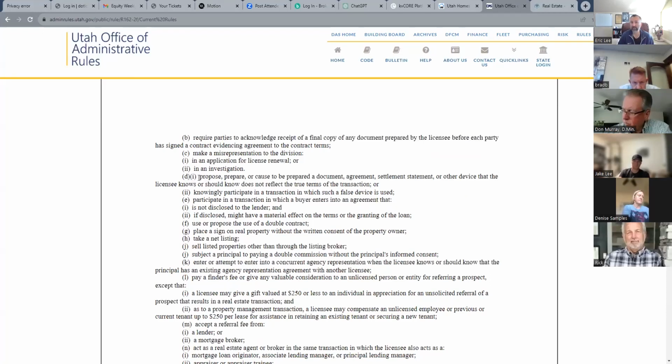All right. Knowingly participating in a transaction in which such a false device is used, or participating in a transaction in which a buyer enters into an agreement that is not disclosed to the lender, or if disclosed, might have a material effect on the terms of the granting of the loan, or use or propose the use of a double contract. So a lot of this defines a double contract. Okay, we've got one contract that the lender sees, we've got a separate contract off to the side that the lender doesn't see. This type of thing, you might think fraud is uncommon. Fraud itself is uncommon until we get into people innocently committing fraud, and then it happens all the time.